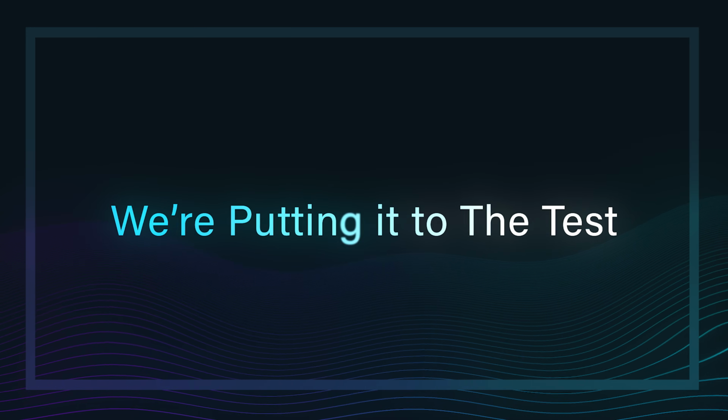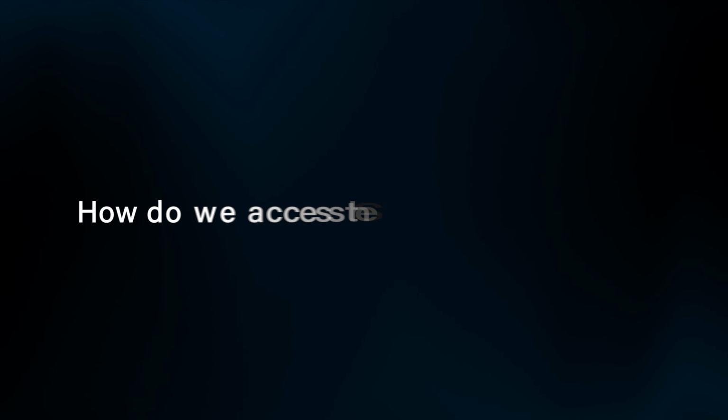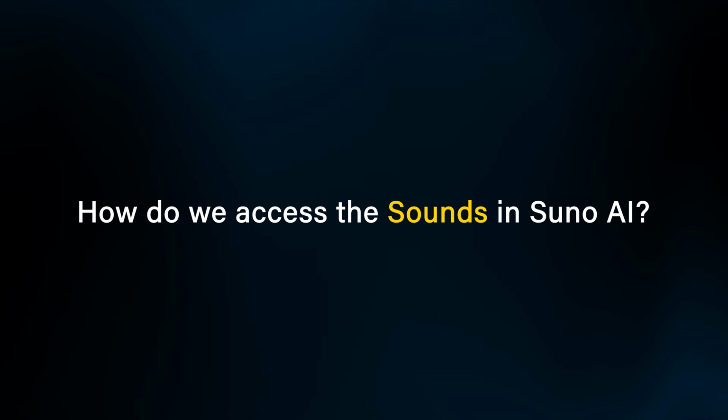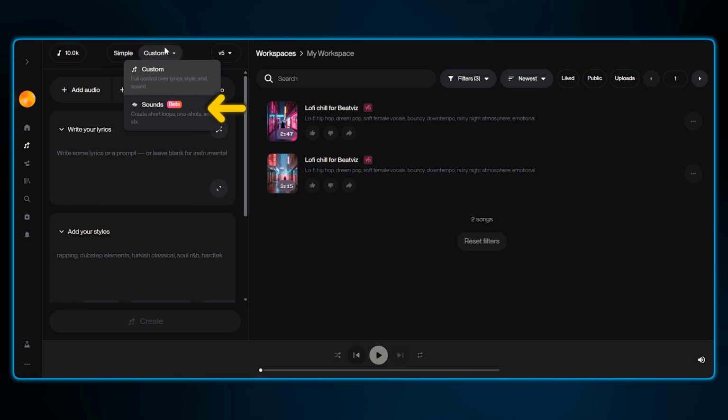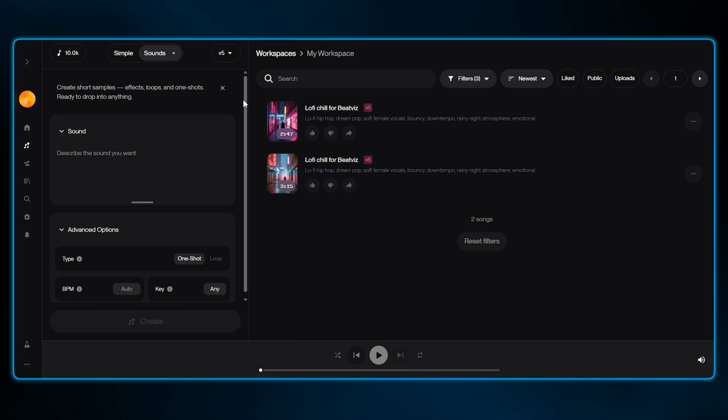Today we're putting it to the test. So, how do we access the sounds in Suno AI? That's simple. Open Suno and head to the Create tab, and you will notice that there is a new drop-down menu on the Custom mode. Click that and select Sounds Beta. And just like that, here we are.